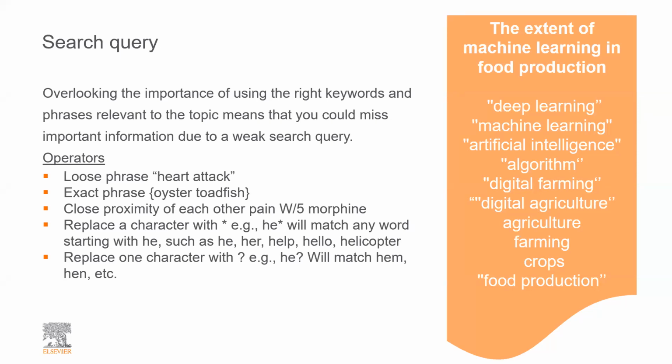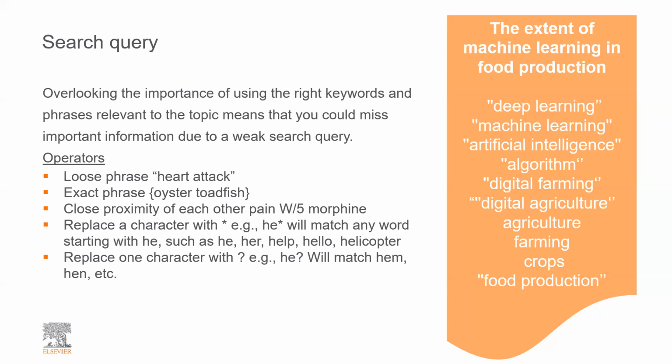The next one is the proximity operator, where we have the example pain within 5 words of morphine. So the words are not next to each other, but there are not more than 5 words apart. So using W/ and a number, it can be anything between 1 and, I don't think there's a limit, but usually it's between 1 and 10. So you want your keywords to be within 5 words of each other, for example.